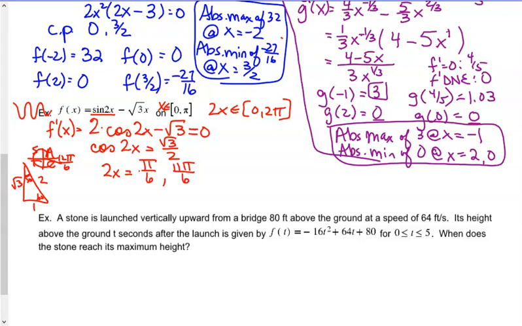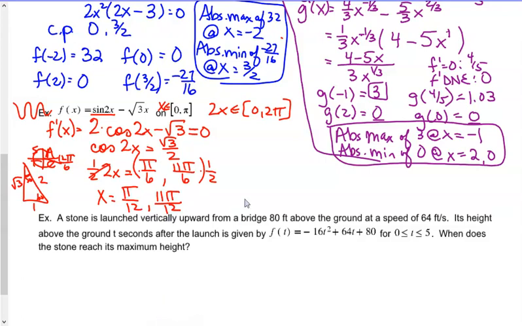I'm sorry, not equal to 0, equal to the square root of 3 over 2. So, to solve for x, now I have to divide by 2. But dividing by 2 with fractions is the same as multiplying by a half. So those go away. So I have to multiply each one of these by a half. So the critical points for this trig function are going to be pi over 12 and 11 pi over 12. Those are our two critical points.